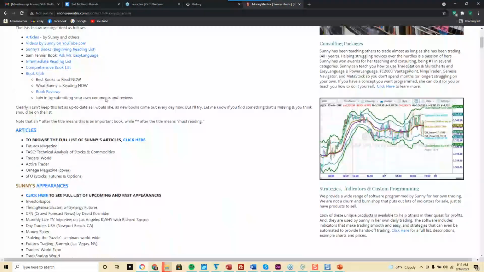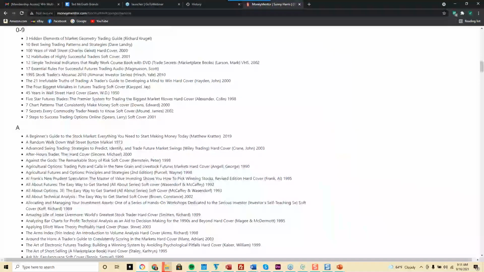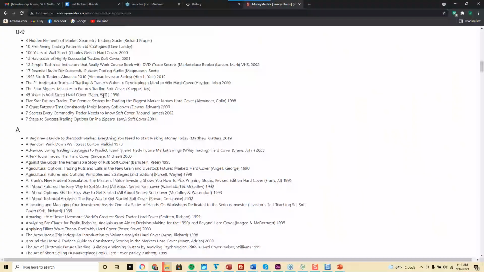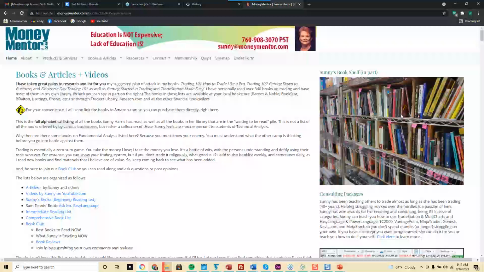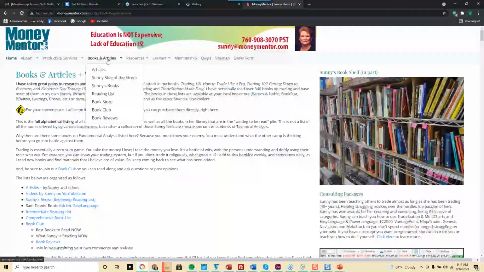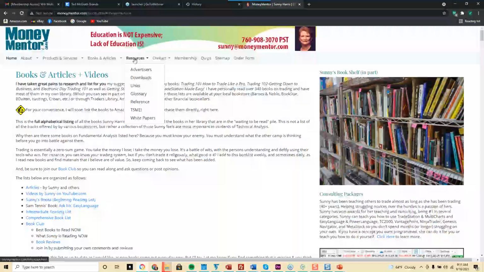I've got a comprehensive reading list of all the books that I'm aware of so far in the industry, A through Z. When I get around to it soon, I hope. And this is my library. You can see I have a few trading books. I have a book club and book reviews. And then this is fun. I keep my resources here.